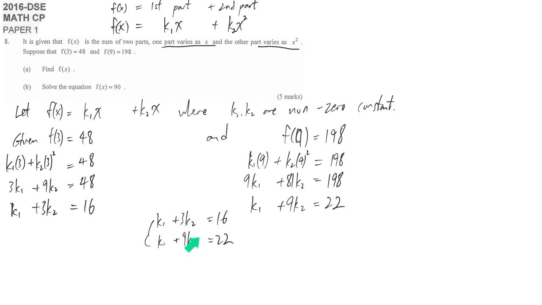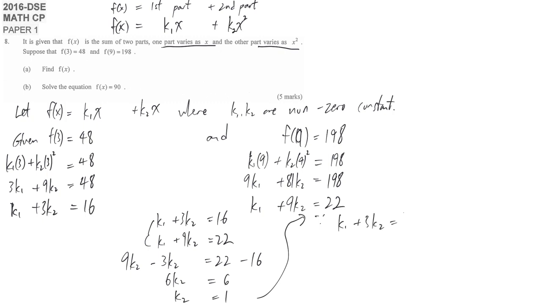So I use this left hand side minus this left hand side. Right hand side is this right hand side minus this right hand side. 9k2 minus 3k2 should equal 22 minus 16. So k2 is just simply 1. Since we know that k1 plus 3k2 is equal to 16, you can choose either equation, and I just choose this one because the numbers are smaller. So k1 plus 3 times 1 is equal to 16. We know that k1 is 13.